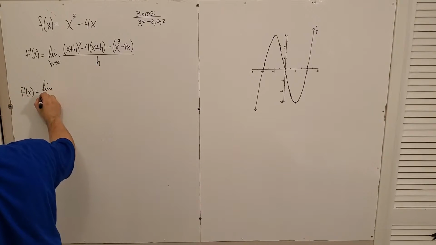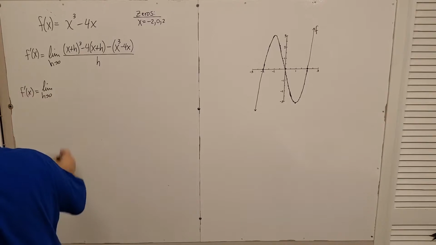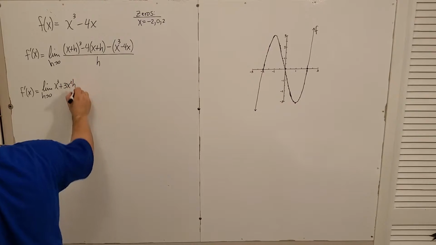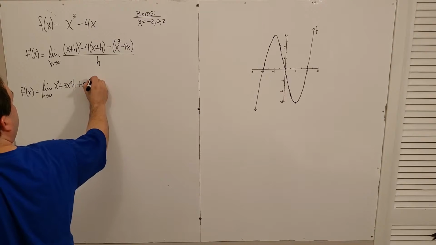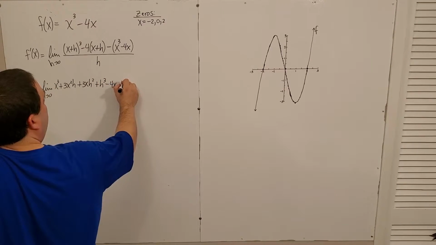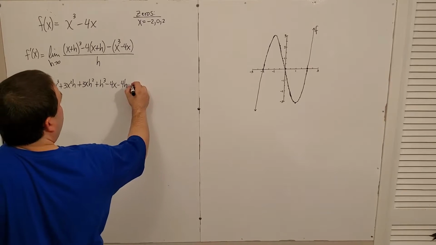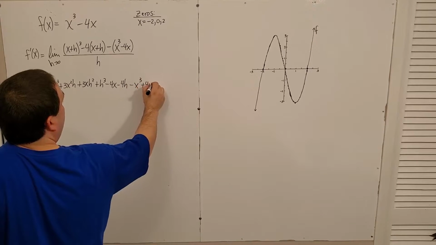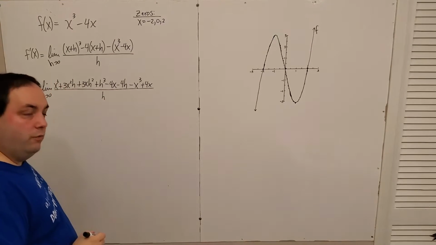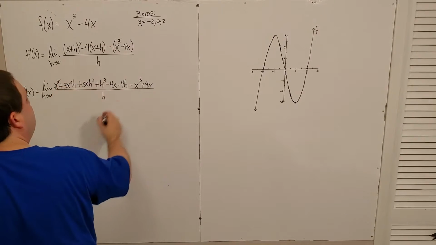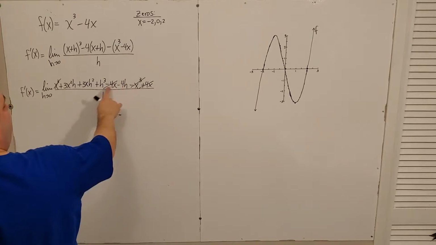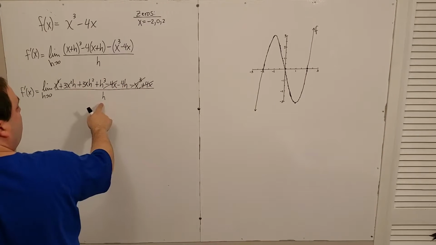So I have the limit as h goes to 0 of x cubed plus 3x squared h plus 3xh squared plus h cubed minus 4x minus 4h, and then minus x cubed plus 4x, all over h. And you can start doing your reductions, right? So x cubed minus x cubed, plus 4x minus 4x.